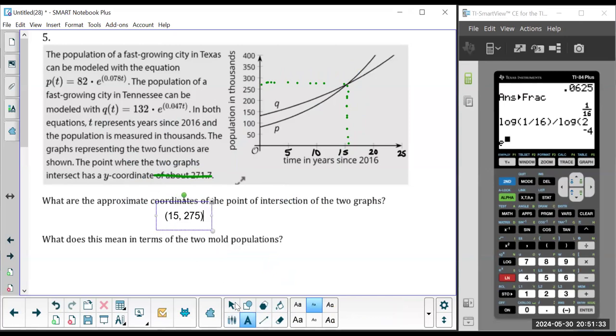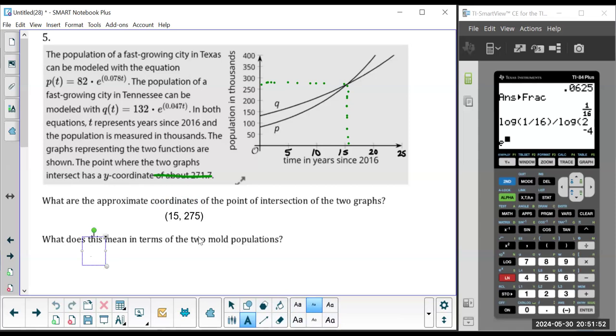A lot of you, when we did this on the quiz, you switched those and said 275, 15. So be careful with that. And then it's asking you, what does this mean in terms of the two populations? The key word is that both populations have the same population at this time, and you need to convert what that means.